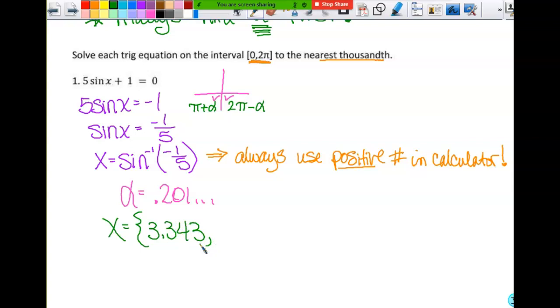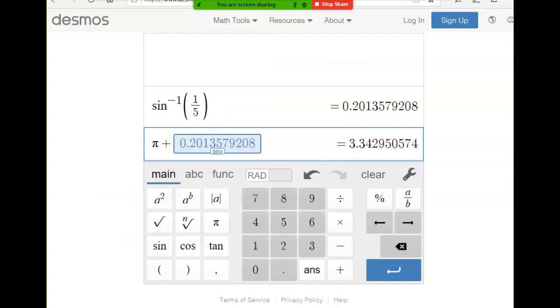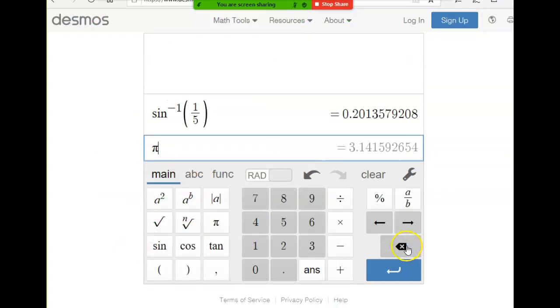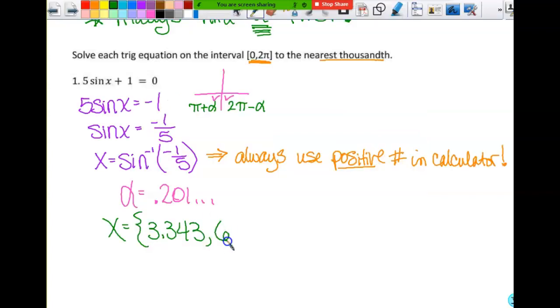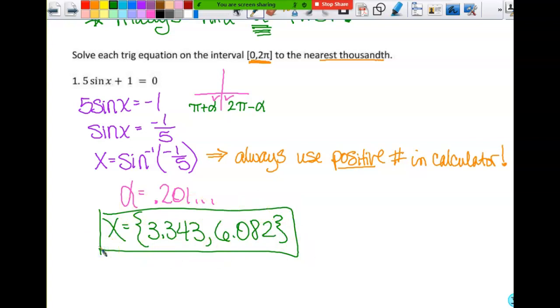Now I need to do 2 pi minus alpha. And so that I don't have to recreate this, since I didn't hit enter, I can backspace out of this and now do 2 pi minus, and I can still use the same answer that's above it, and I didn't have to retype things. Does that make sense? Okay. So that gives me 6.082. And those are my two answers.